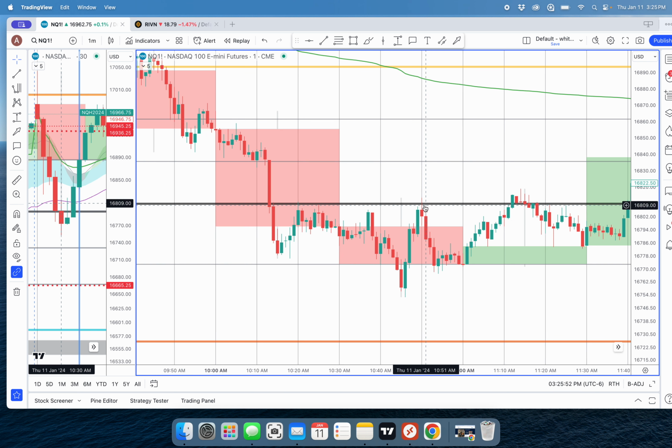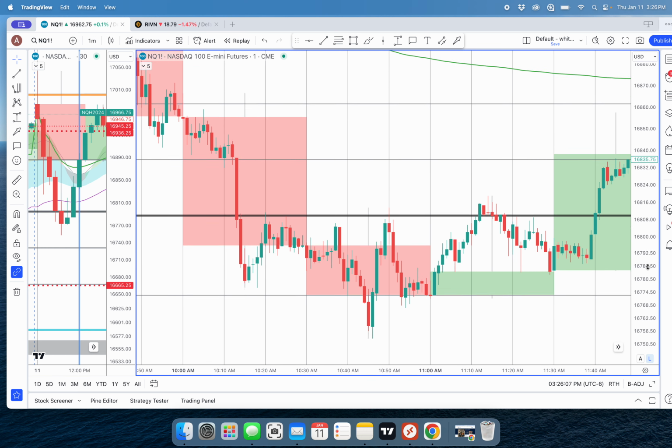So you would have shorted here, bam. In 1, 2, 3 minutes, it came all the way back down. You would have had another move. But then now you have to start thinking, why do they do this, right? So now that's telling me that's support. So sure enough, what did they do? They held it. They held it like a champ.